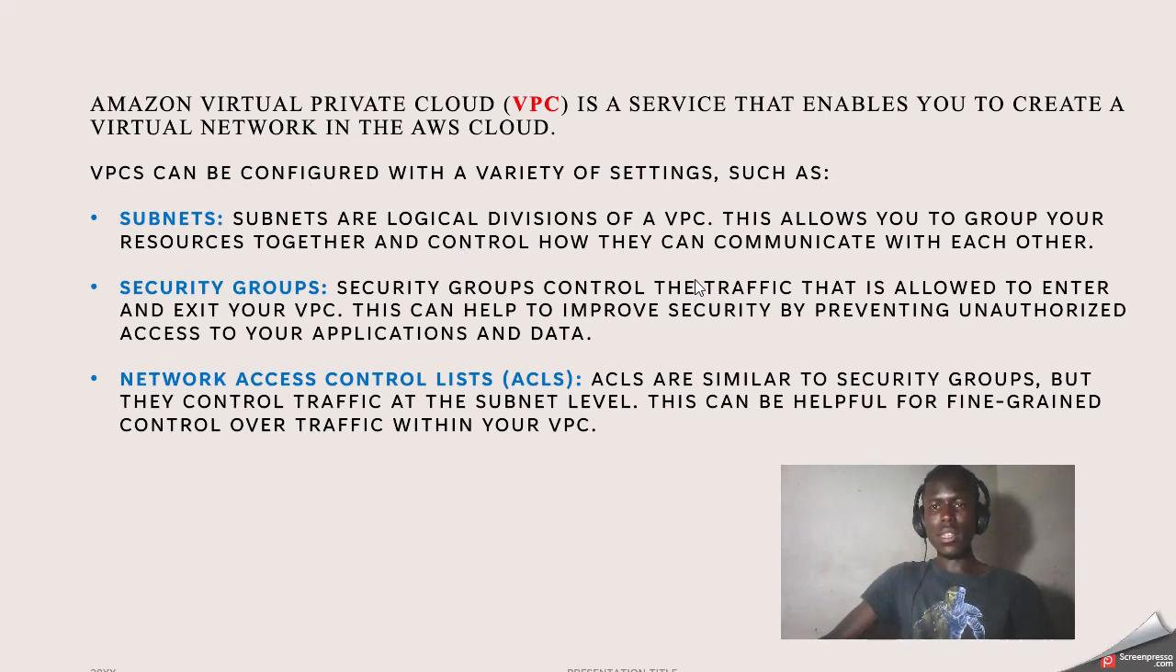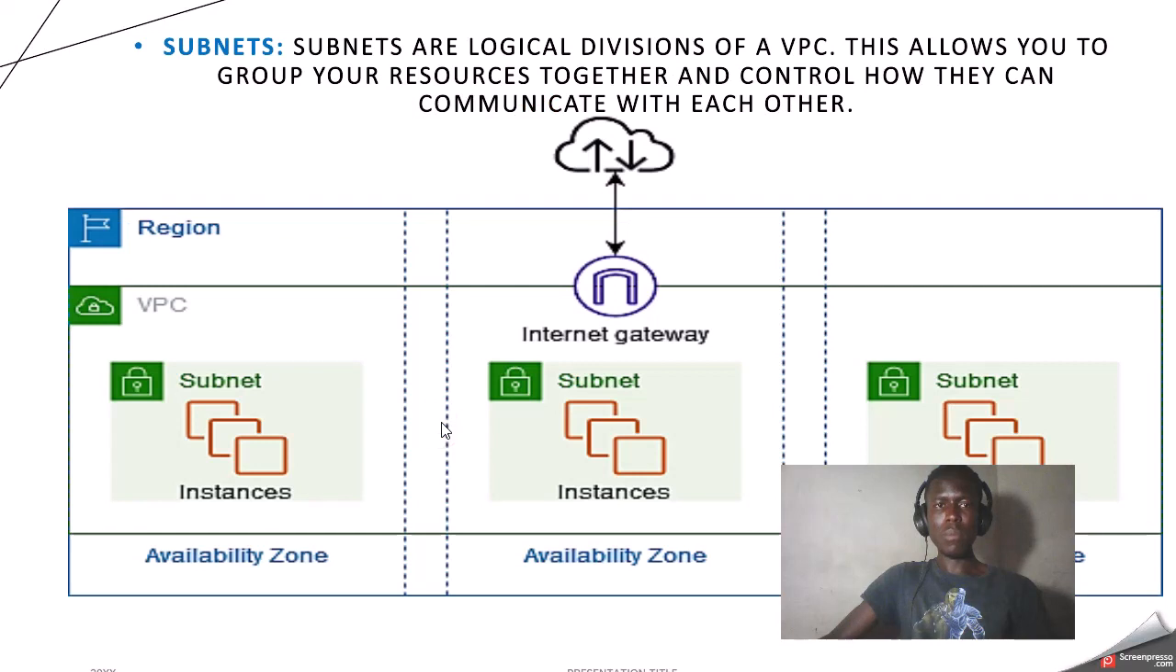Security groups control the traffic that is allowed to enter and exit your VPC. This can help improve security by preventing unauthorized access to your application and data. ACLs are similar to security groups, but they control traffic at the subnet level. This can be helpful for fine-grained control over traffic within your VPC.